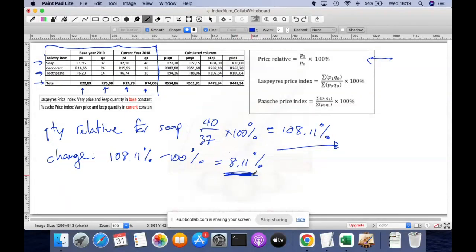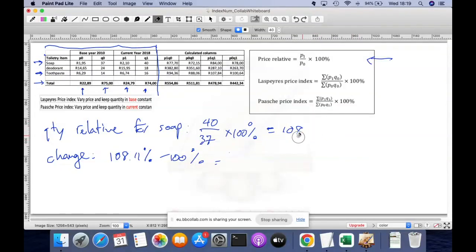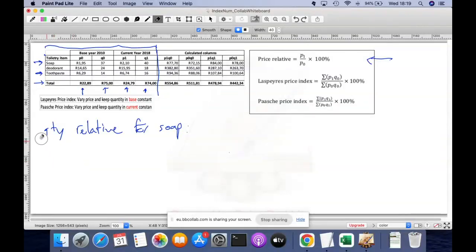It's increased by 8.11%. All right, so now you know how to work out price relatives and quantity relatives and how to interpret them. Those are unweighted indices because you look at price or quantity in isolation. You don't look at them together. But now we're going to move on to weighted indices.